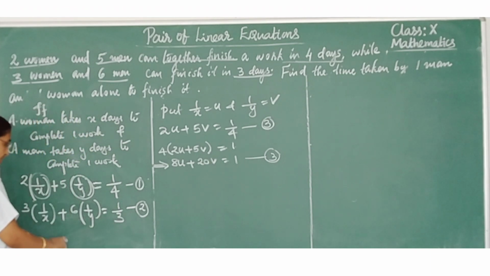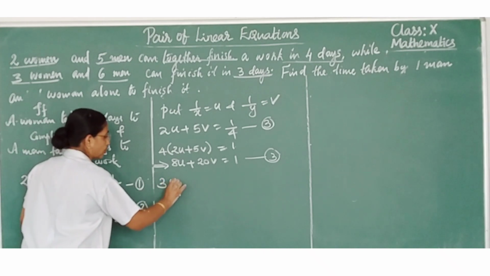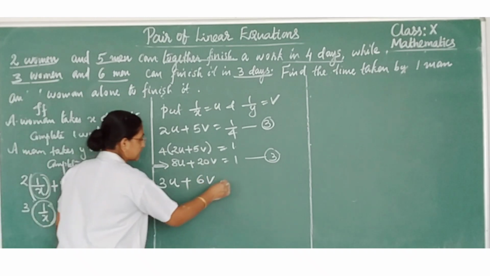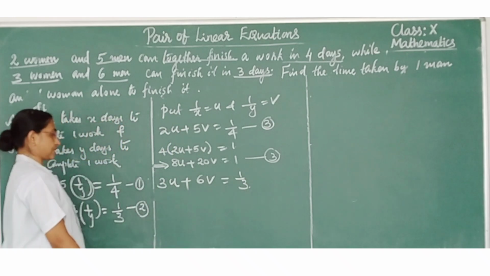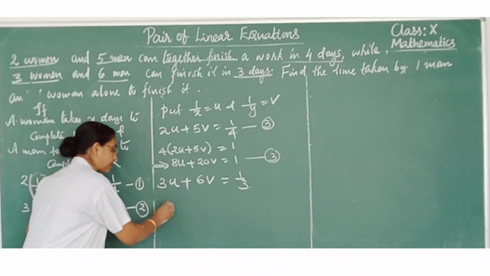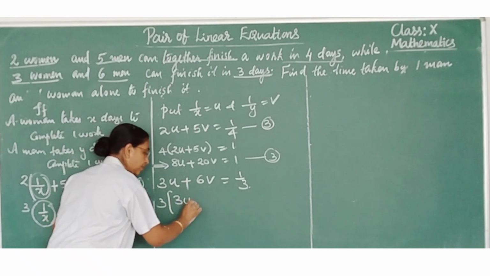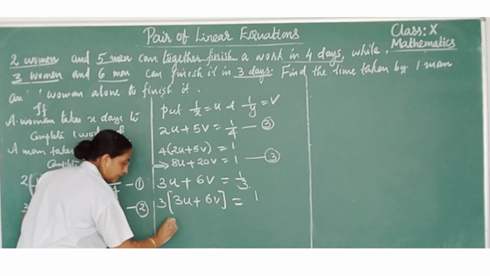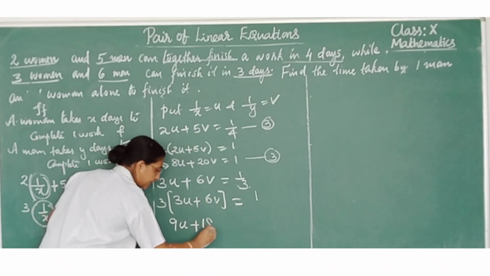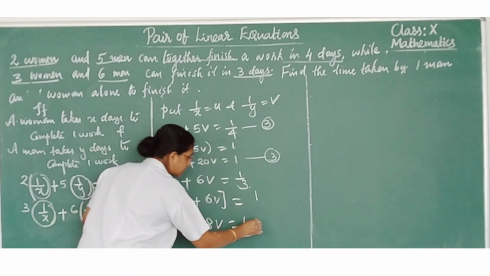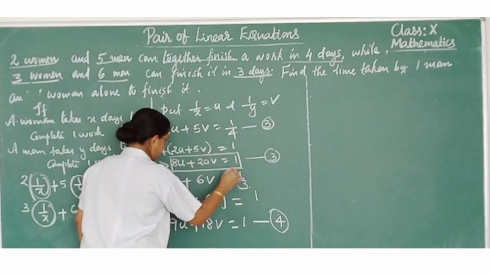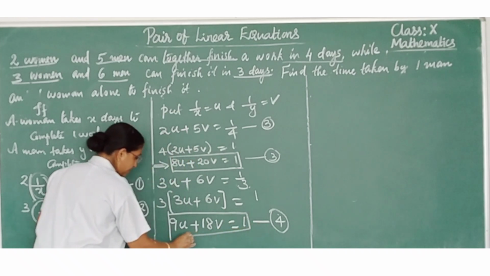Now come to the second equation. The second equation is 3 into 1 by X can be replaced as U, 3U plus 6 into 1 by Y is 6V. Your right side is 1 by 3. This is your second equation. Here also making a cross multiply, you get 3 into 3U plus 6V equals, the right side is 1. Multiplying inwards, you get 9U plus 6 3s are 18V equal to 1. This is your equation number 4. Now solve equation 3 and equation 4 by means of elimination method.